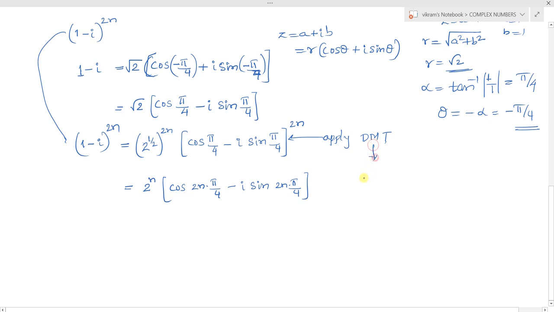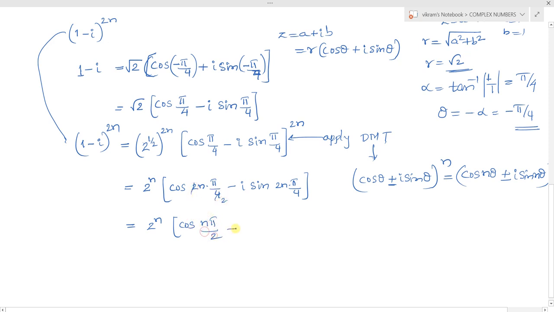And what is De Moivre's theorem? (cos theta plus i sin theta) or (cos theta minus i sin theta), whatever it is, whole power n equals cos n theta plus or minus i sin n theta. Now we apply it here, we can write this as 2 power n into cos n pi by 2 minus i sin n pi by 2, which is (1 minus i) whole power 2n. Assume this as the resultant.